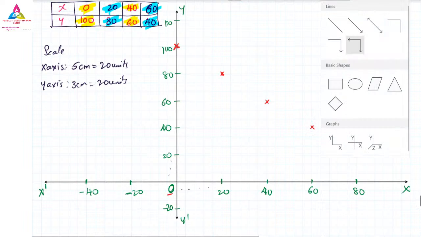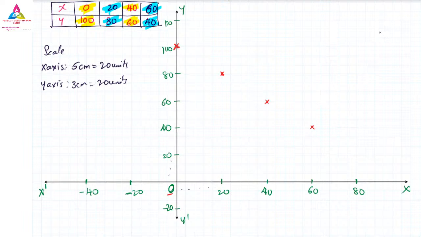So if you see correctly, all these points are in a straight line. All these points are in a straight line, and it is very good to have this straight line. If it is not a straight line, you might have made a mistake. So it is a straight line, no problem at all. So write down those values.